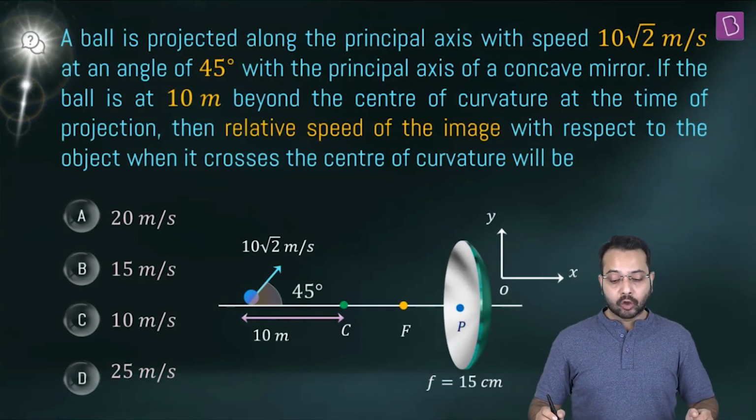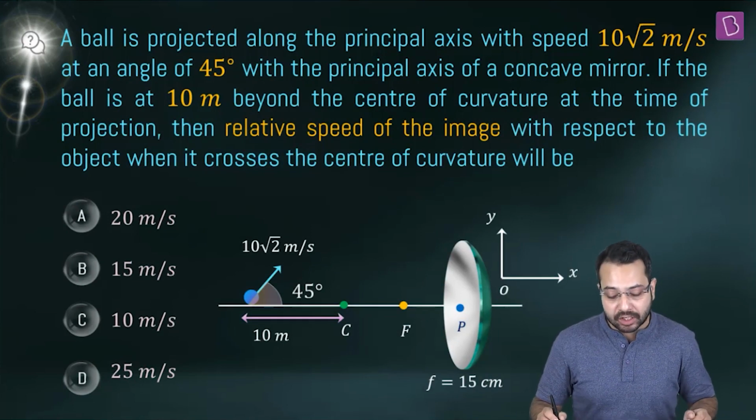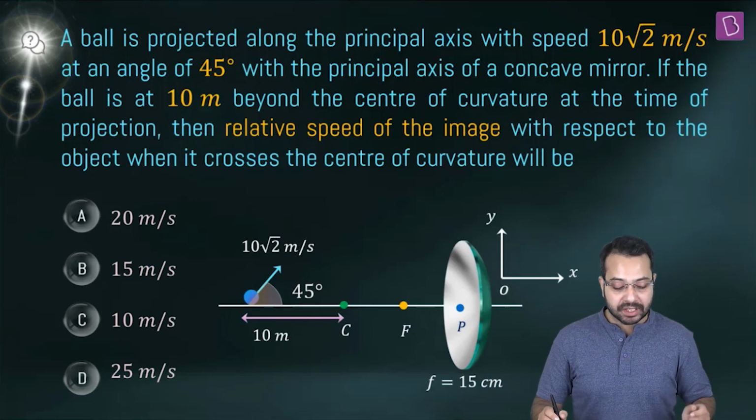A ball is projected along the principal axis with speed 10 root 2 meter per second at an angle of 45 degree with the principal axis of a concave mirror. If the ball is at 10 meter beyond the center of curvature at the time of projection, then relative speed of the image with respect to the object when it crosses the center of curvature will be.